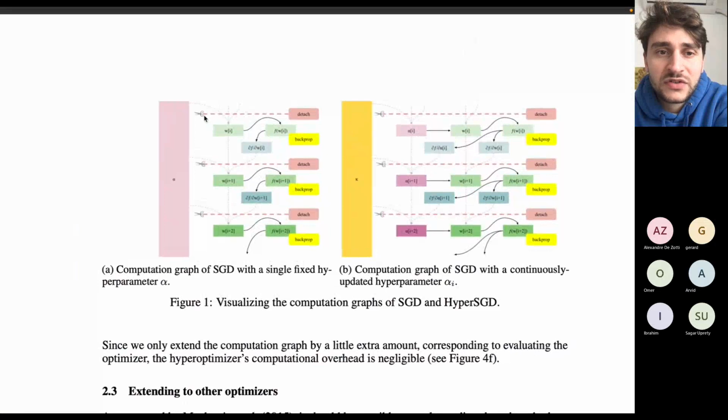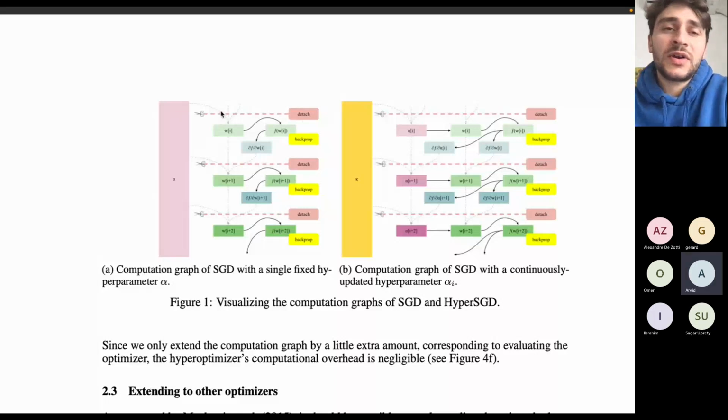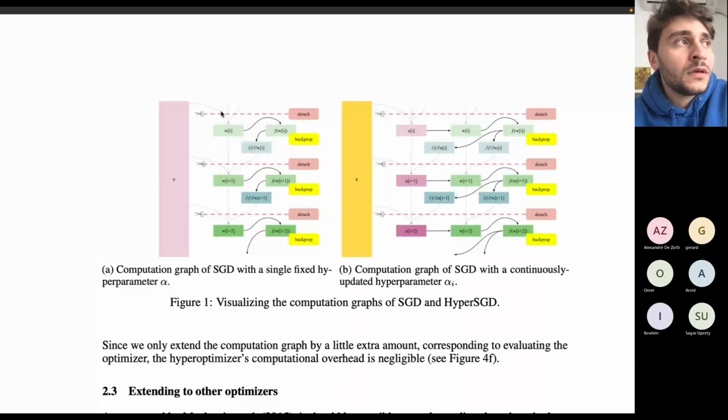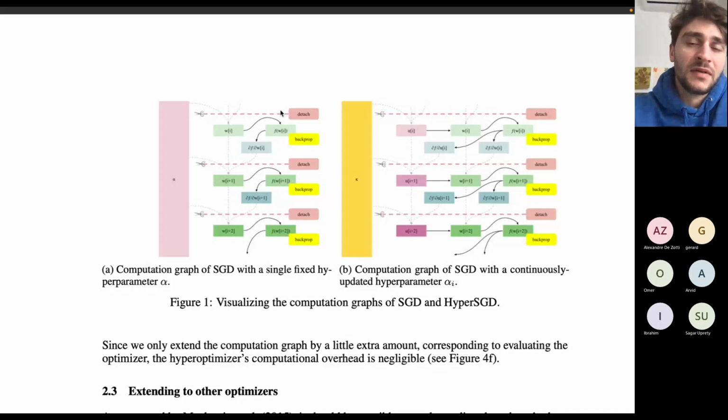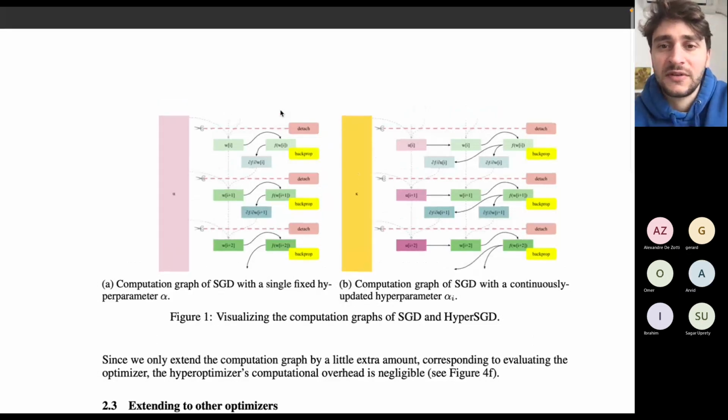So the diagram that describes this is here. Basically, what they mean by detach is that when you update your weights, you disconnect the updated weights from the weights before the update, and in that way, at each iteration, when you're calculating this computation graph for the gradients, you don't have to maintain the previous computation graph.